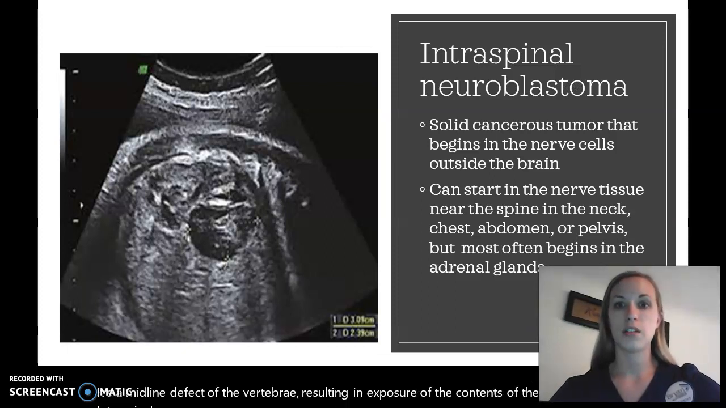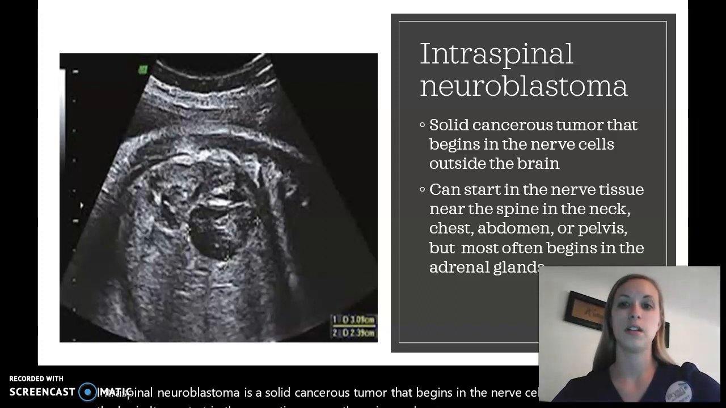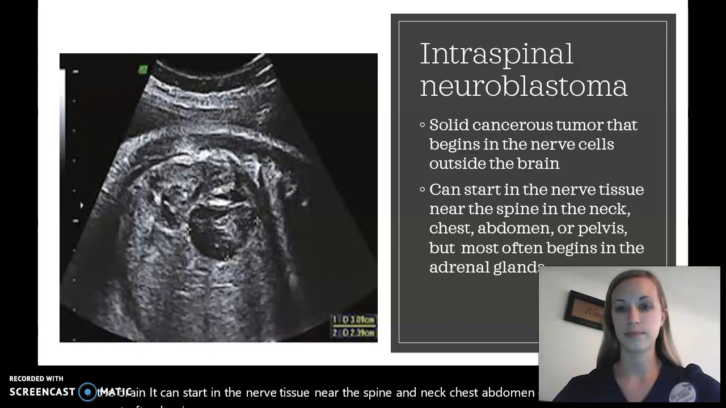Intraspinal neuroblastoma. It's a solid cancerous tumor that begins in the nerve cells outside of the brain. It can start in the nerve tissue near the spine and the neck, chest, abdomen, or pelvis, but most often begins in the adrenal glands.